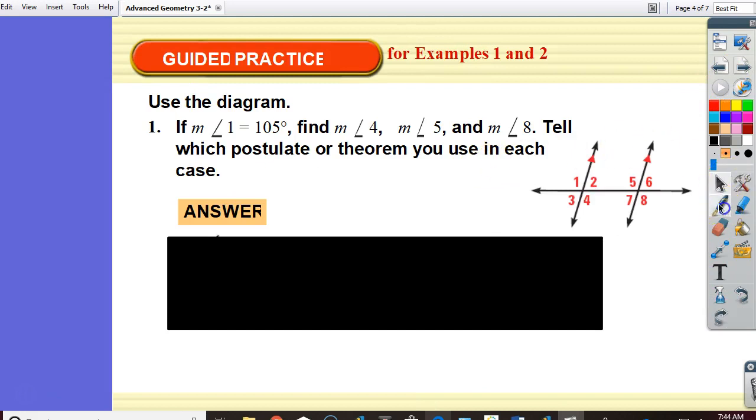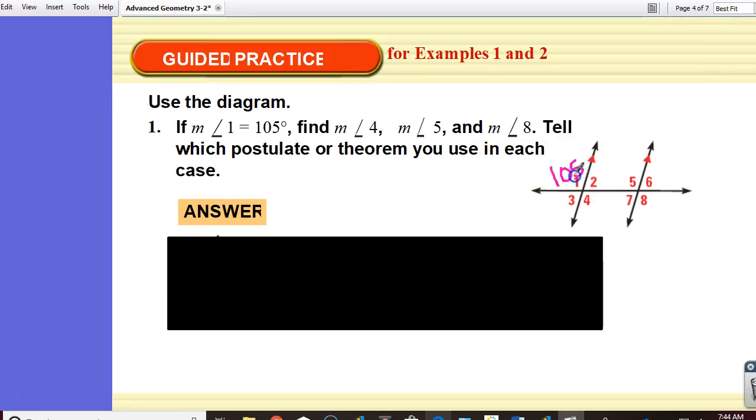The measure of angle 1 is 105. Fill in everything else. Well, if 1 is 105, what else is 105 and why? Five is 105 because of what? Corresponding. They correspond with each other. Same side, same position. What else do we know? 4, vertical. Right, vertical to the original.